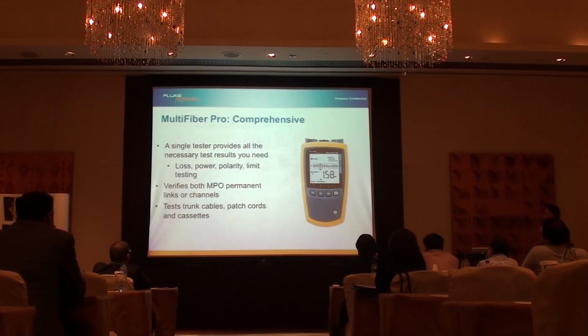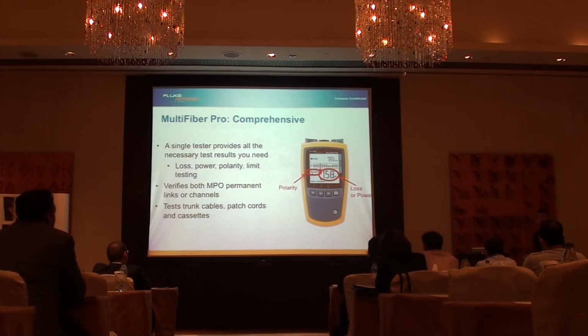It will measure loss, power, polarity, and limit testing, and verifies both MPO permanent links and channel links, and tests trunk cables, patch cords, and cassettes. So you can check for a multitude of solutions that you have for the MPO. And again, remember, this MPO is coming. Whether you like it or not, it is coming. It's knocking on your door. So it's better to know about it and know about the challenges and be prepared to overcome these challenges.